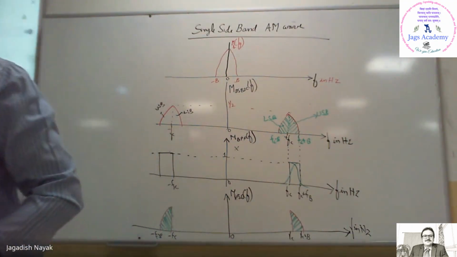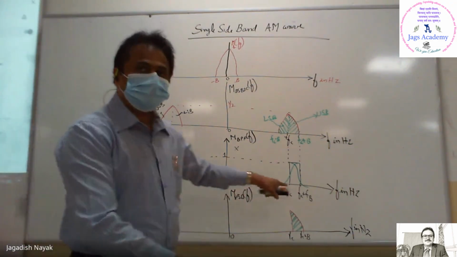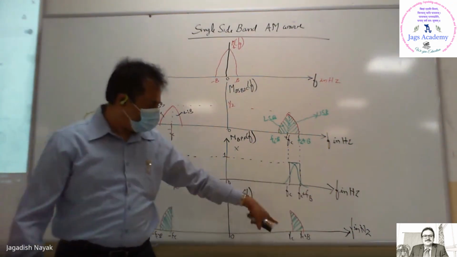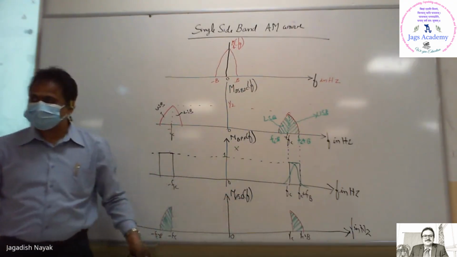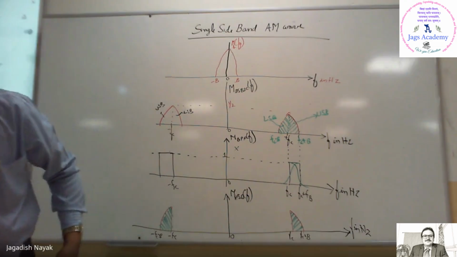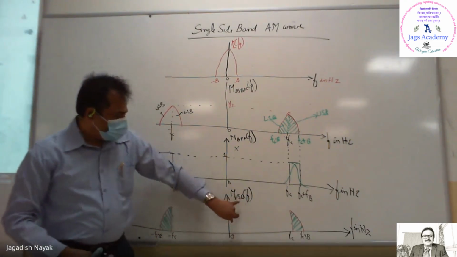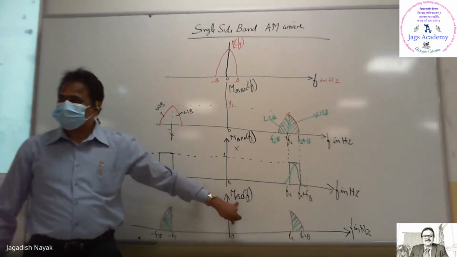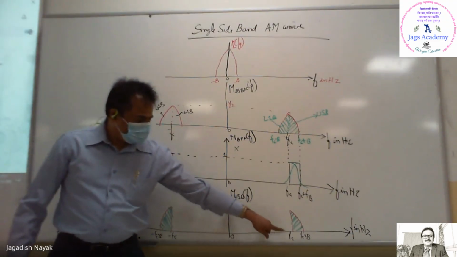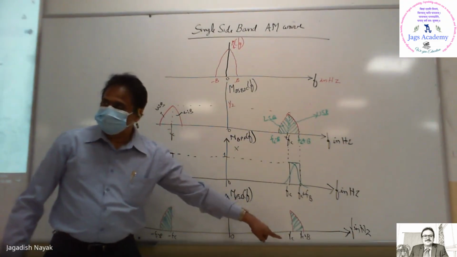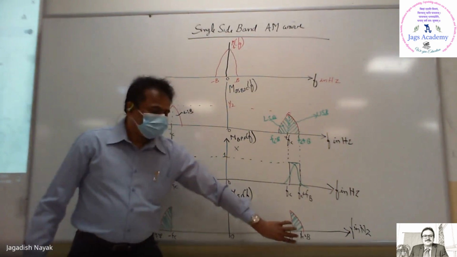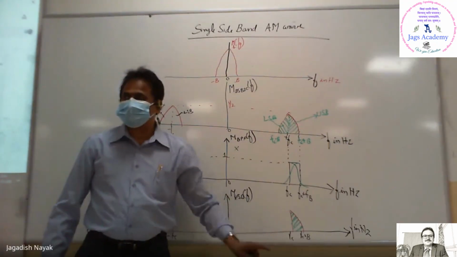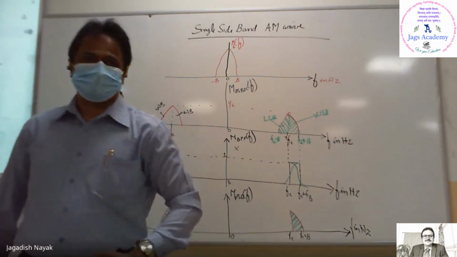Now, to understand, can you tell me what is the bandwidth of this? Suppose I use this, this is actually the upper sideband. What is the bandwidth of the upper sideband? That is the SSB signal. What is the bandwidth here?